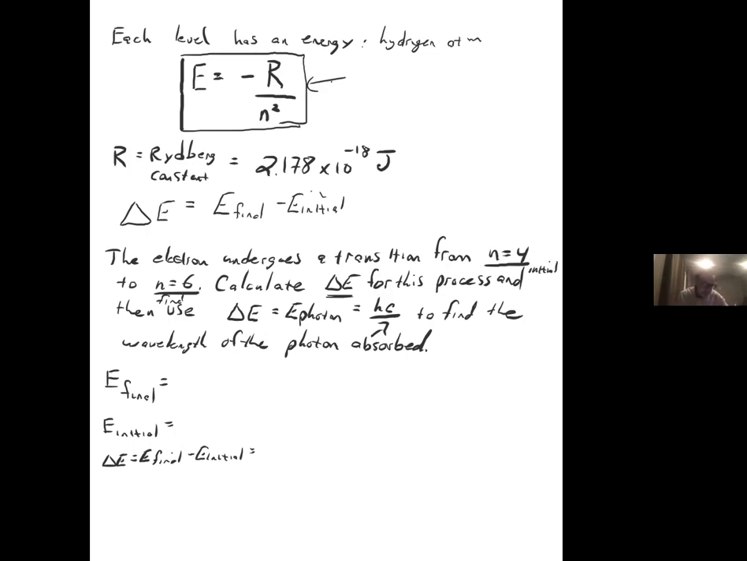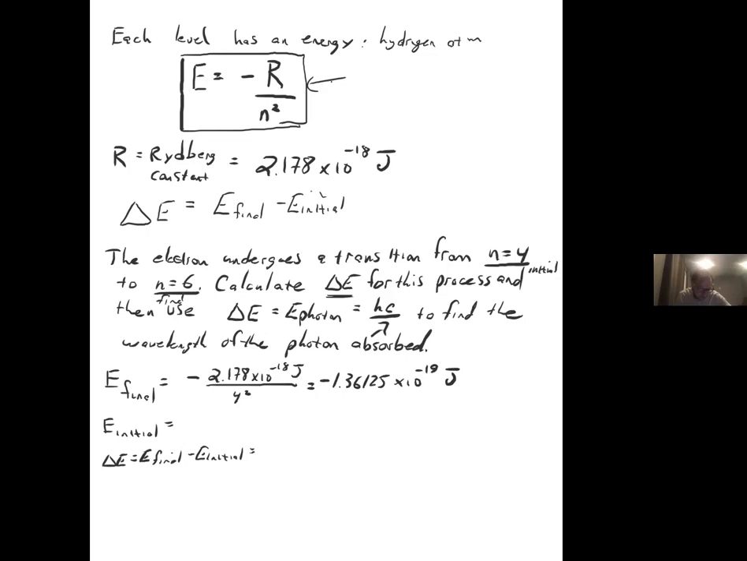Okay, so let's do E final. E final is minus R over n squared. So minus 2.178 times 10 to the minus 18 joules over n squared. n is 4, so that would be 4 squared. So we just calculate that value. Pretty straightforward. 2.178 times 10 to the minus 18 divided by 4 squared, which is 16, and you get 1.36125 times 10 to the minus 19 joules. Okay, the units are joules.